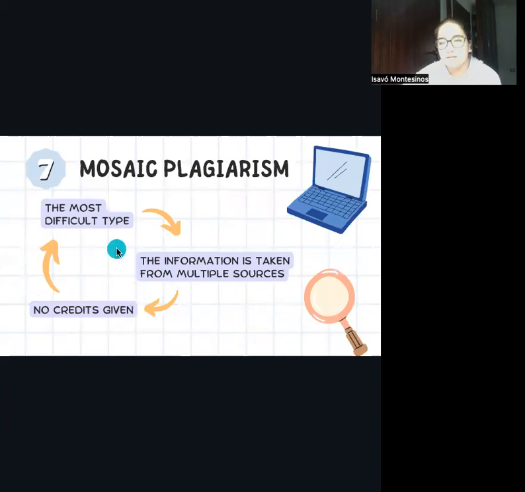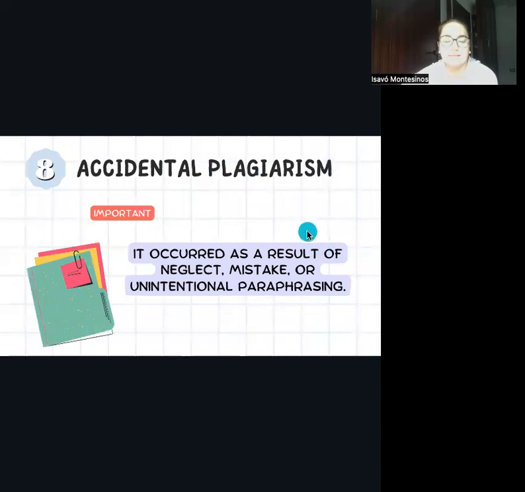Mosaic plagiarism is one of the most difficult types to detect because the writer uses multiple sources to take information to sustain this study or task. And it is quite difficult to identify where the information comes from because it uses multiple information. Accidental plagiarism is a non-intentional action. It's a result of neglect, a mistake at the moment of typing, like the date of the source, or unintentional paraphrasing when you just forget to write a synonym of any word.